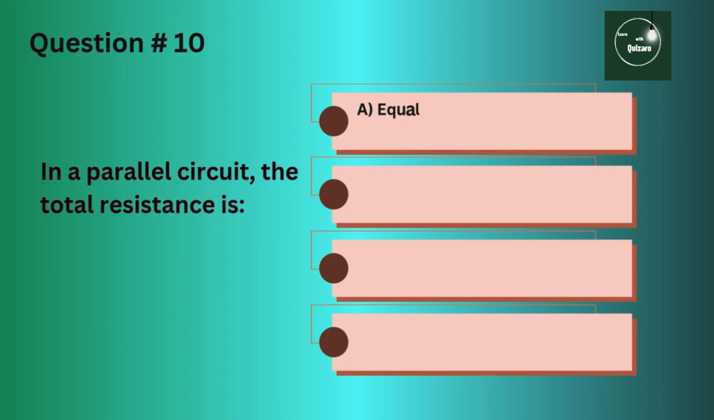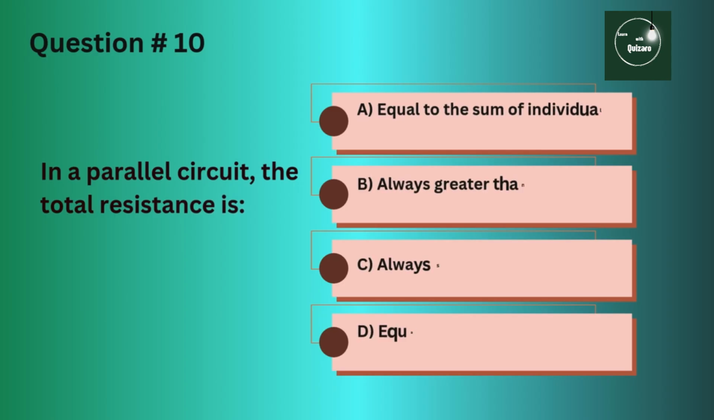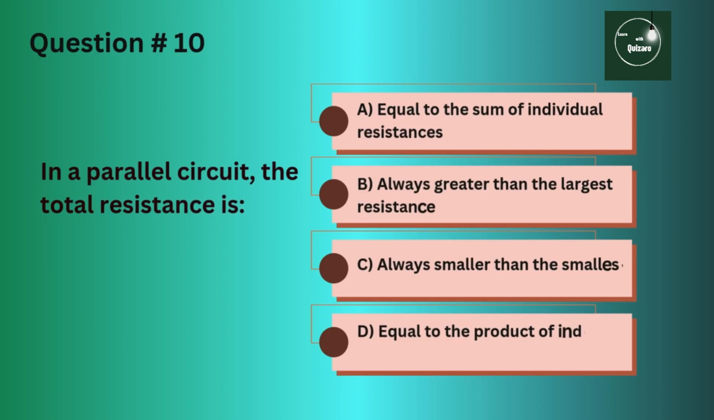Question number 10. In a parallel circuit, the total resistance is A. Equal to the sum of individual resistances. B. Always greater than the largest resistance. C. Always smaller than the smallest resistance. D. Equal to the product of individual resistances.